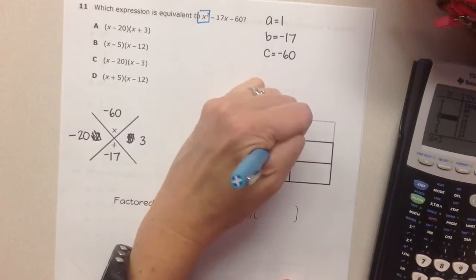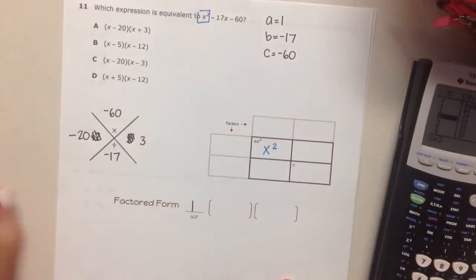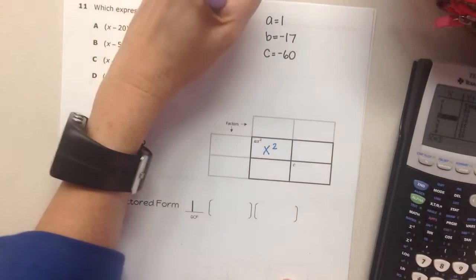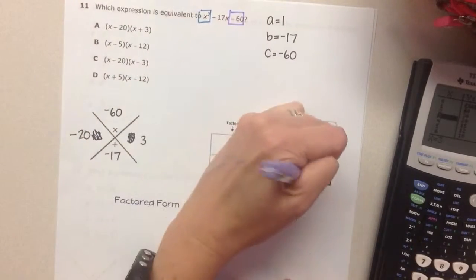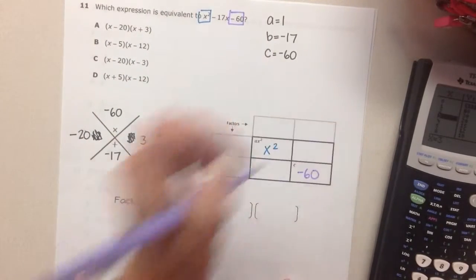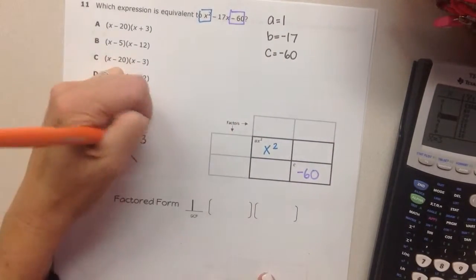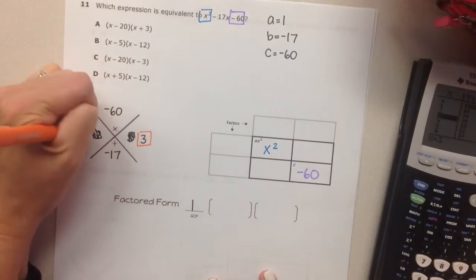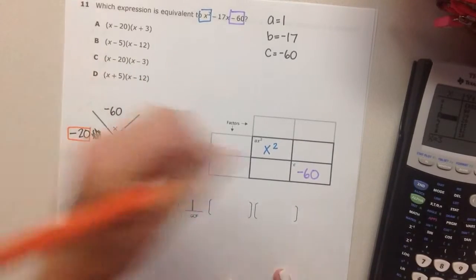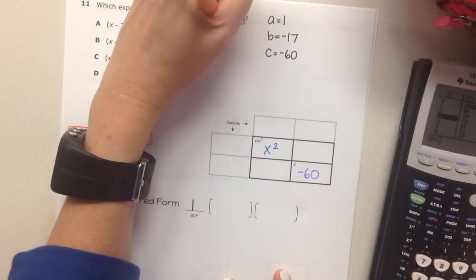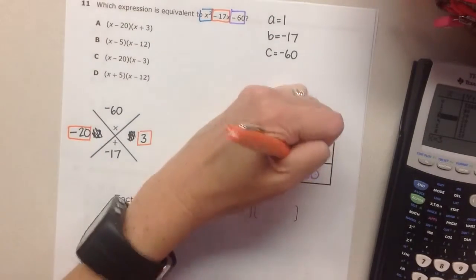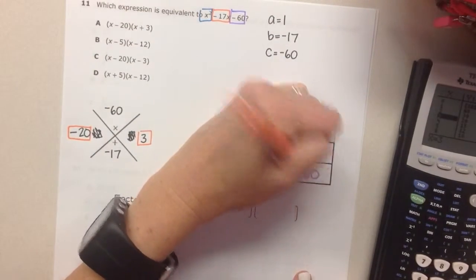And remember, x squared goes in the top left box. Your constant, negative 60, whatever that constant is, goes in the bottom right box. And then you are going to take your numbers from the x puzzle, the side numbers, and that's what goes in the diagonal boxes because they have to add together to make negative 17x. So these have to be like terms.